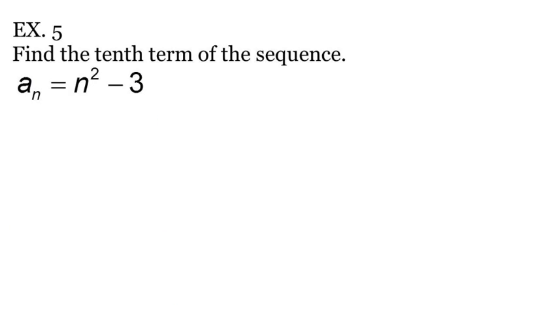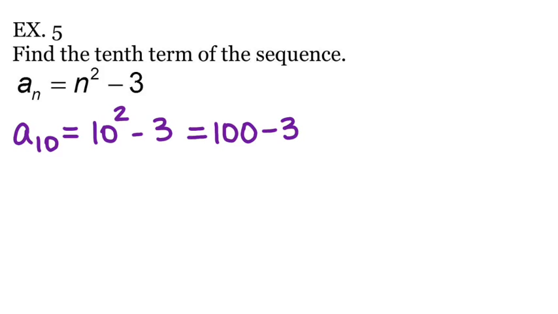Example 5 says find the 10th term of the sequence. So for this, all we have to do is plug in 10 for n and find this one value. So 10 to the second power minus 3 is going to be 100 minus 3, which is 97.